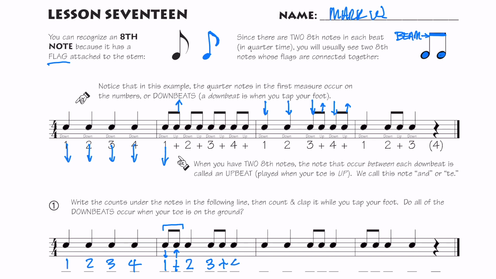Quarter note is 4. So you see how every time I have a pair of eighth notes, the first one is a downbeat, the second one is an upbeat. Quarter notes, 1, 2, 3, and 4. And then 2 eighth notes, 1 and 2, 3, 4. So for right now, it's very simple. Quarter notes are just falling on the downbeats. So anytime I have quarter notes, I'm just clapping while my foot hits the ground for downbeats.